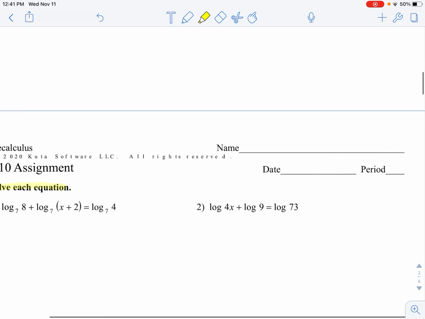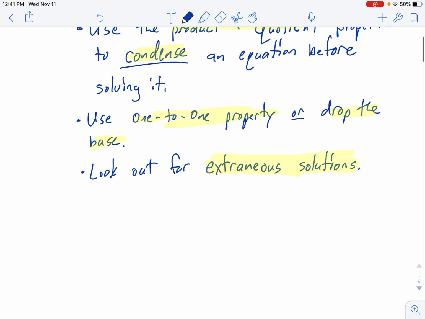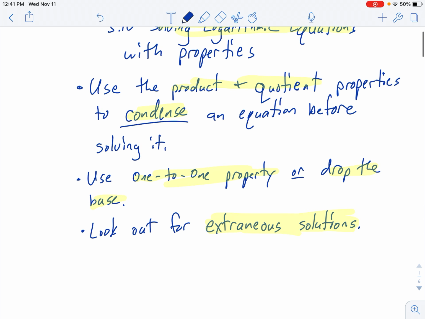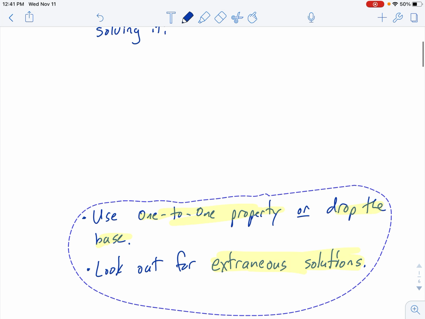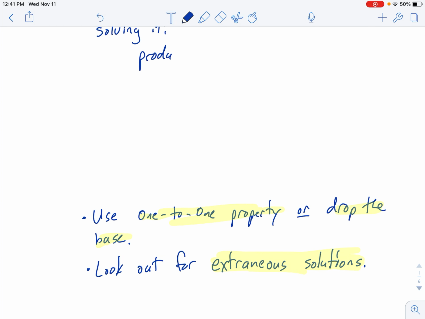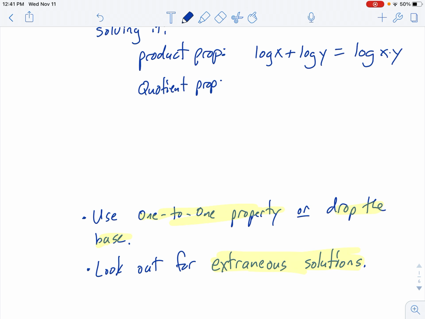Oh, well, in this case, the product property. Let me jot those down just in case you've forgotten. In fact, I'm going to make some room right here and jot those down. So the product property is basically this. If you have log of x plus log of y, that becomes log of x times y. And then the quotient property is this one. If you have log of x minus log of y, it becomes condensed into one logarithm, but it's x divided by y.